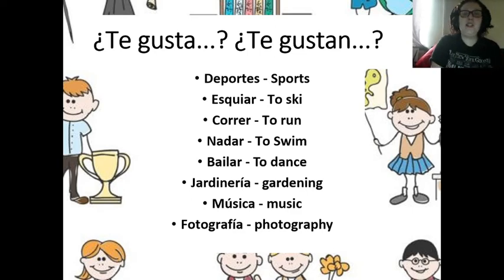So continuing on with those hobbies, I've got te gusta, te gustan. So you've got deportes, which is sports, which is quite a nice general thing to say. But I've also added a few other things here as well. So we've got esquiar, which actually sounds like to ski anyway. Esquiar, it's got that ski sound in there. So esquiar, to ski. Correr, to run. Nadar, to swim.